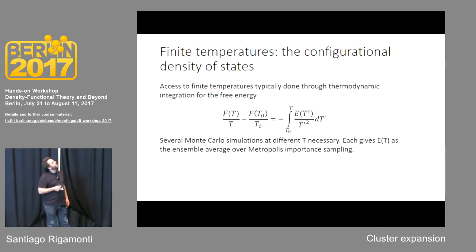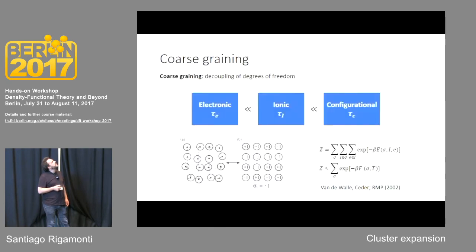So this is basically what I said before. You use a coarse graining procedure that takes into account the fact that the electronic degrees of freedom are much faster than the ionic degrees of freedom. These are the vibrations of the crystal, and these are also much faster than the configurational ones.